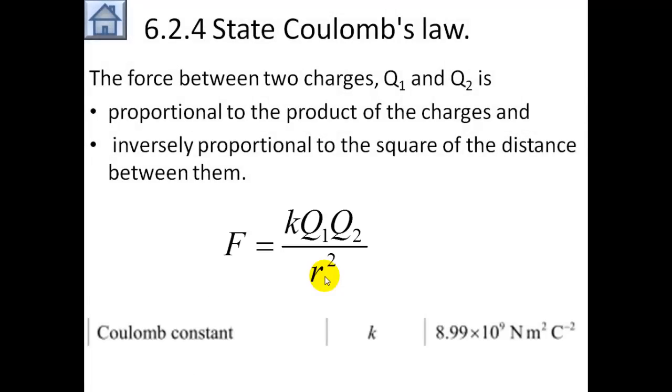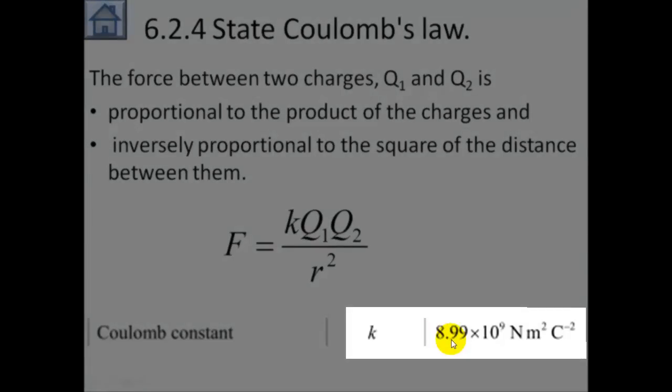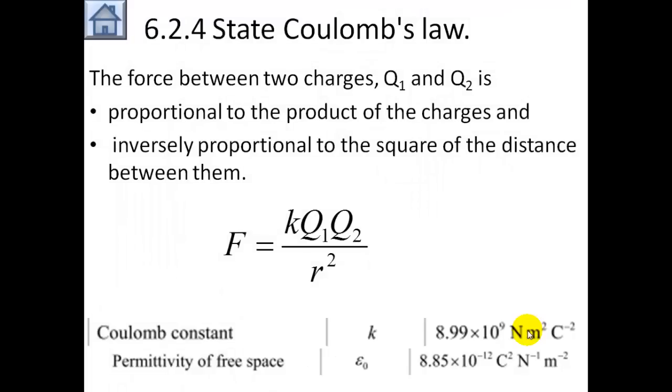The Coulomb constant k has a value of roughly 9 times 10 to the 9 newton meters squared per coulomb squared. k can also be represented by 1 over 4 pi epsilon naught, where epsilon naught is the permittivity of free space, and this gives a value of how well or how poorly space or the medium is able to conduct the electric field.